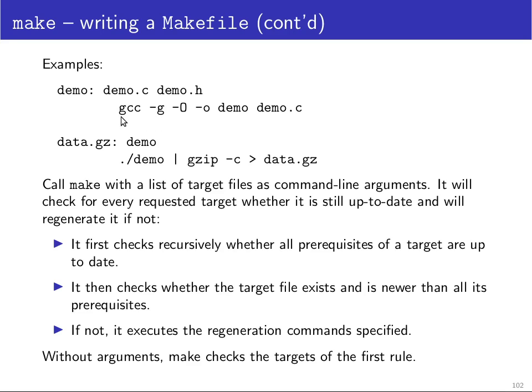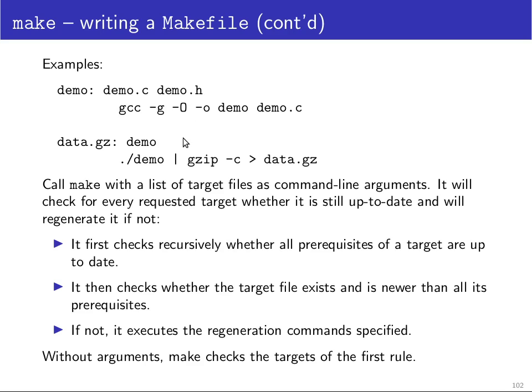The prerequisites are not all obvious from this command line, because if you look inside demo.c, you may find there a preprocessor statement #include demo.h to include some header files that may define related constants and the function signatures of exported functions. Therefore, we record here that this demo file actually depends on both demo.c and demo.h.